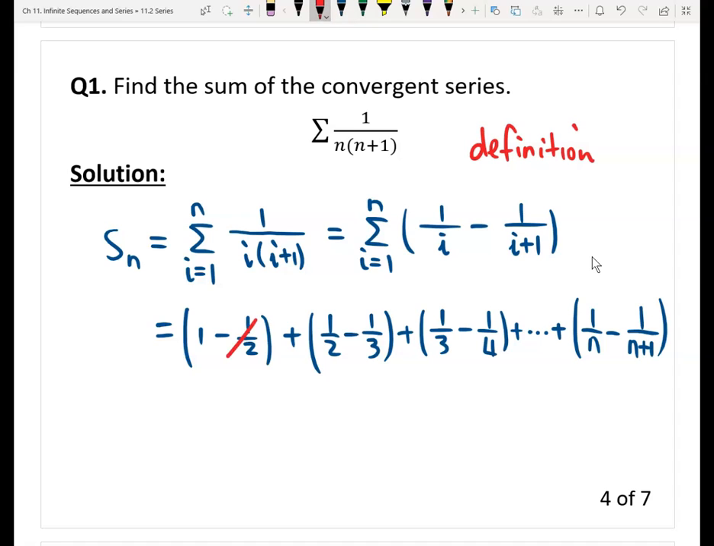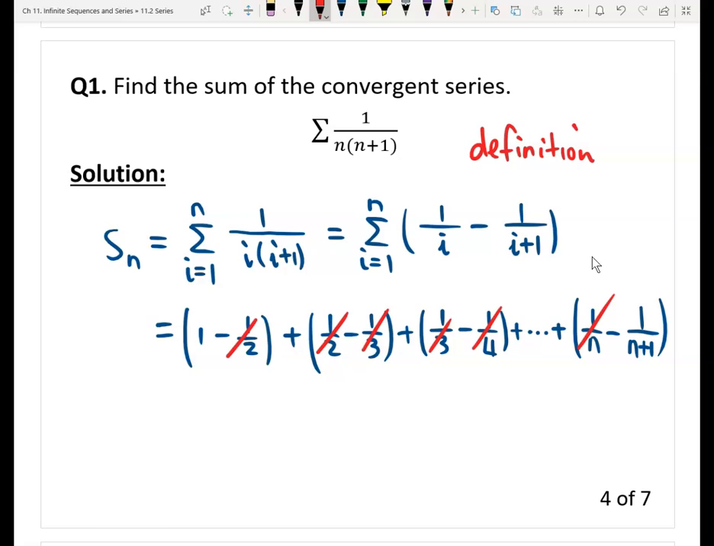Therefore, we can look at this term. Negative half, this term, positive half, cancel, right? Just cancel. The same. This negative 1/3, positive 1/3, cancel. Negative 1/4, positive 1/4, cancel. And then we go to here. And the 1 over n with the previous term, which is a negative 1 over n, cancel.